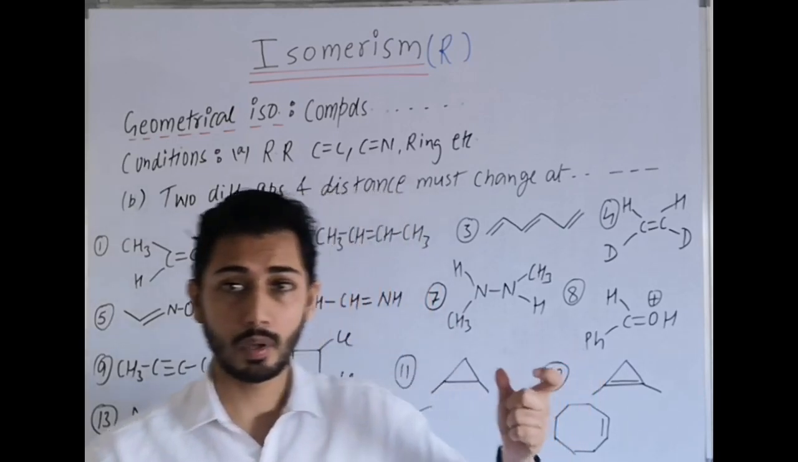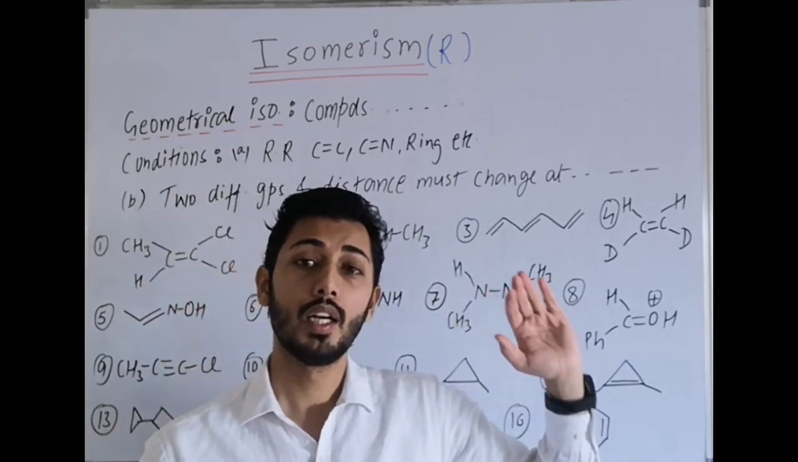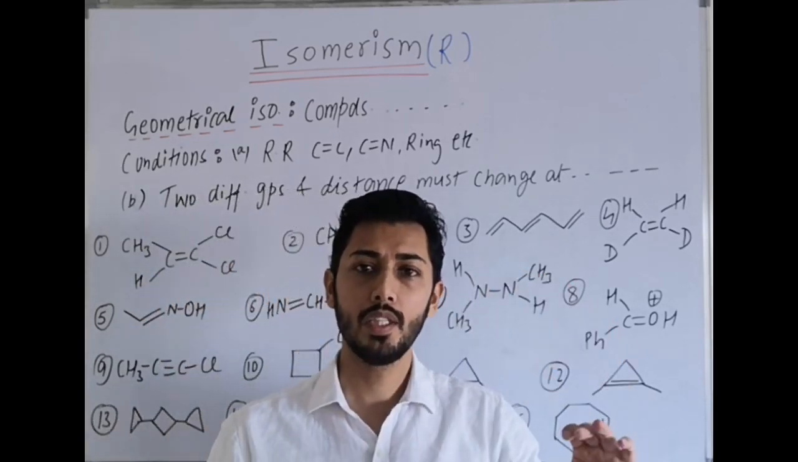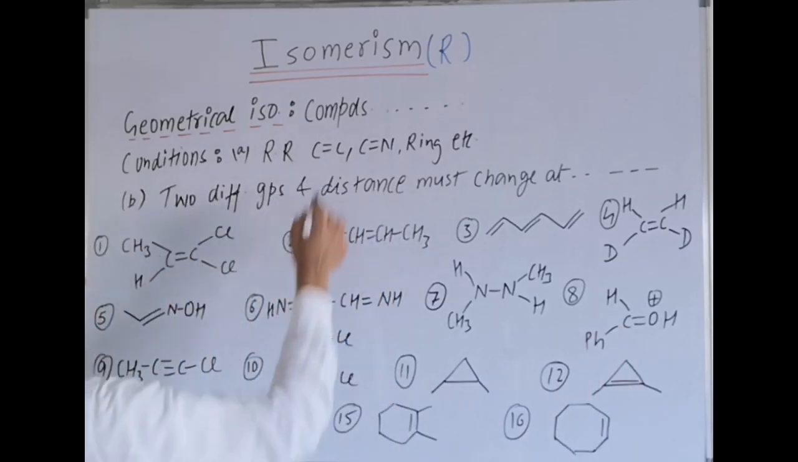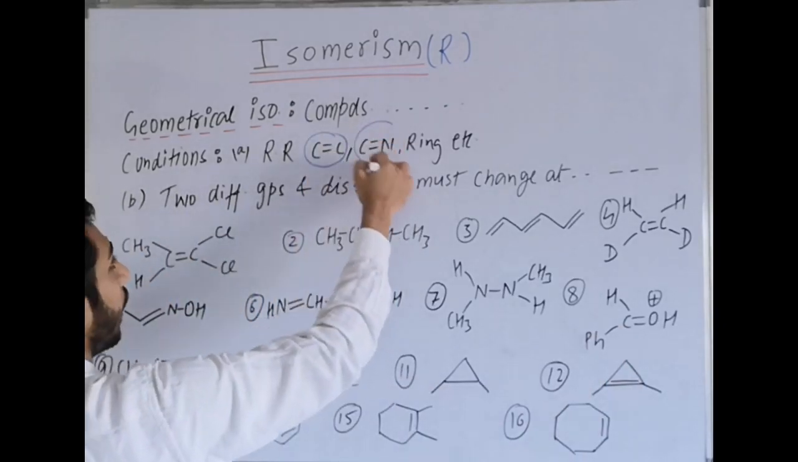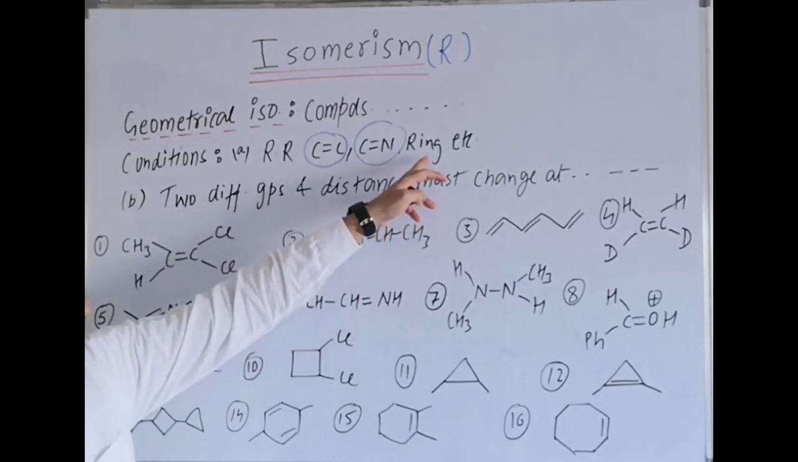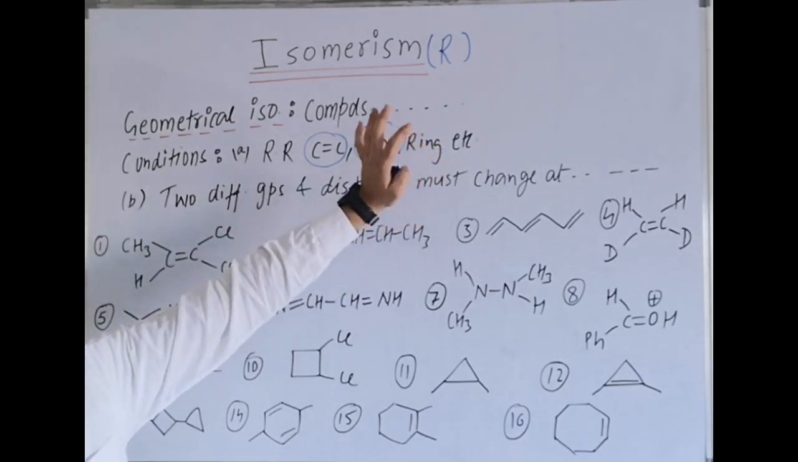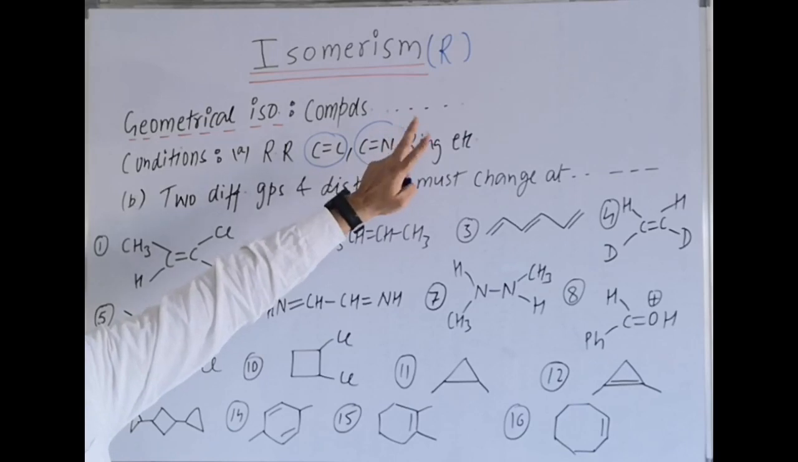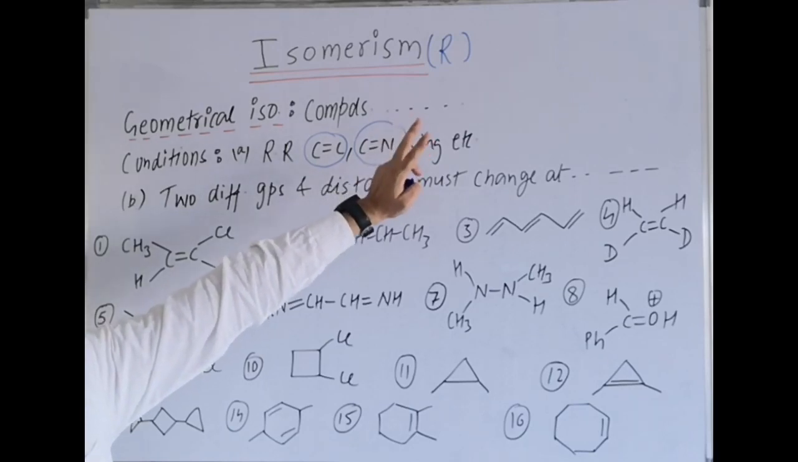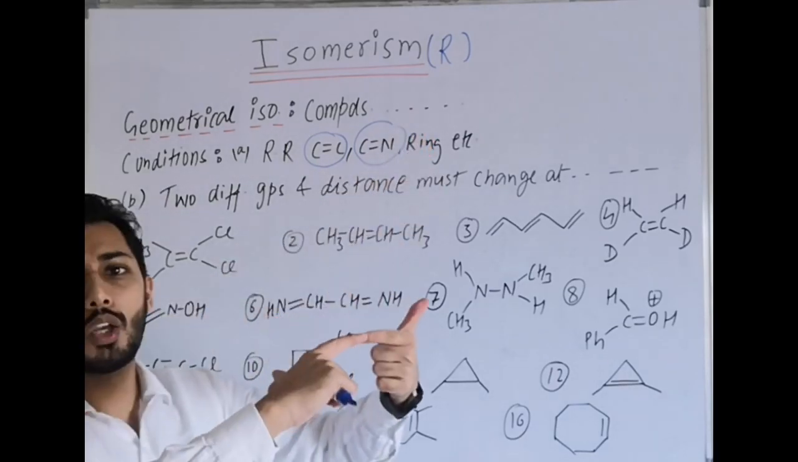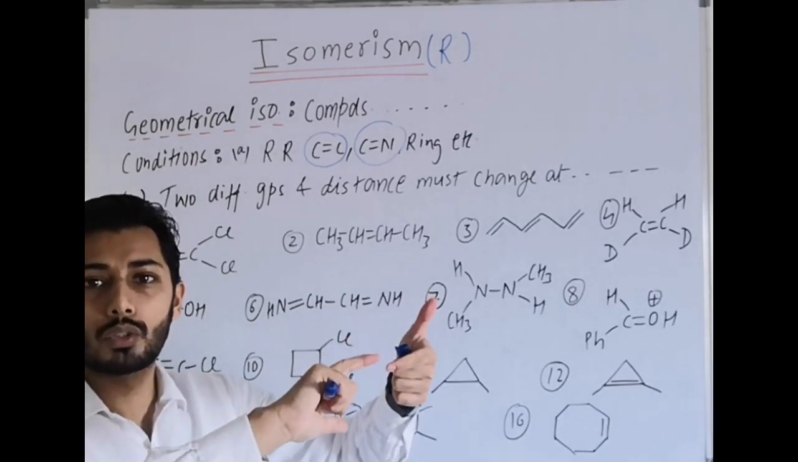So here we are talking about geometrical, in which there is restricted rotation, which means either a carbon-carbon double bond is there, or C double bond N is there, or other possibilities, or ring structures. In ring structures also we consider that the CC bond is in restricted rotation because it cannot move freely. The ring will not twist like this.